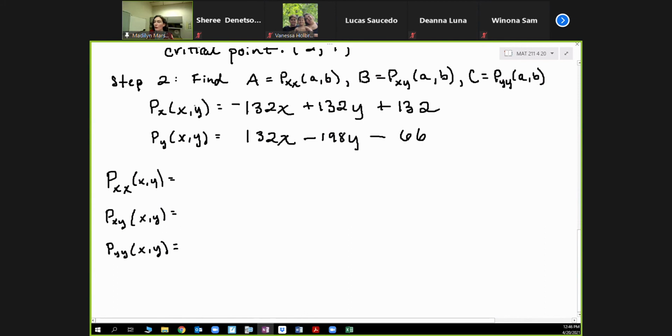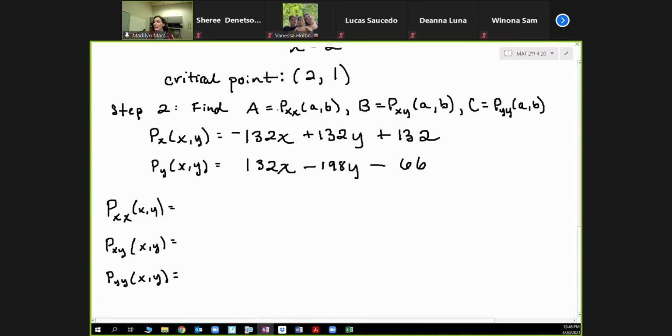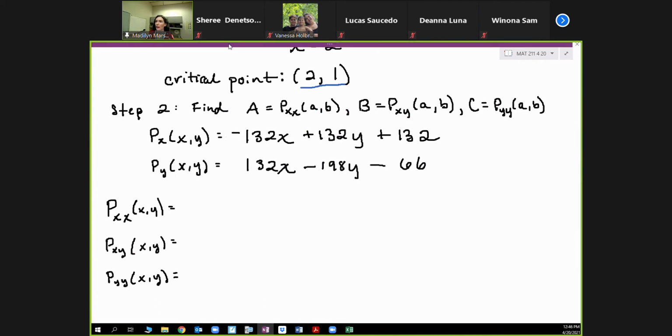For the definitions of A, B, and C, why do we have little a and little b instead of x and y? Because the A, B, and C come from those partial derivatives with the critical point plugged in. So the little a and little b are representing the critical point. Should make a note of that. I see.